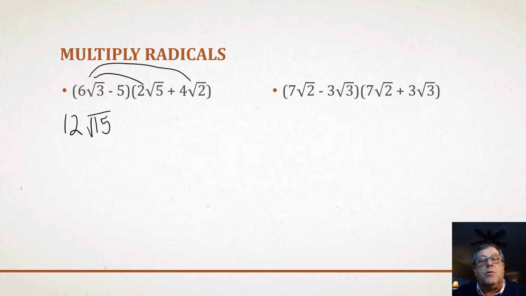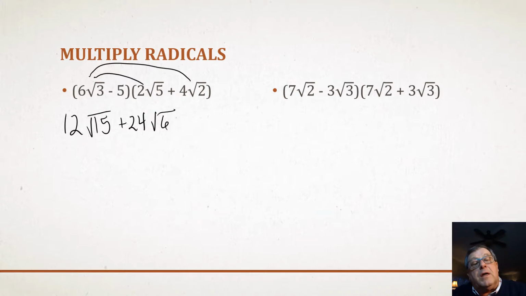There's our first. Then let's look at the outer. 6 times the square root of 3 times 4 square root of 2. Well, 6, and this is a positive, so 6 times 4 is 24. And the square root of 3 times the square root of 2 is the square root of 6.